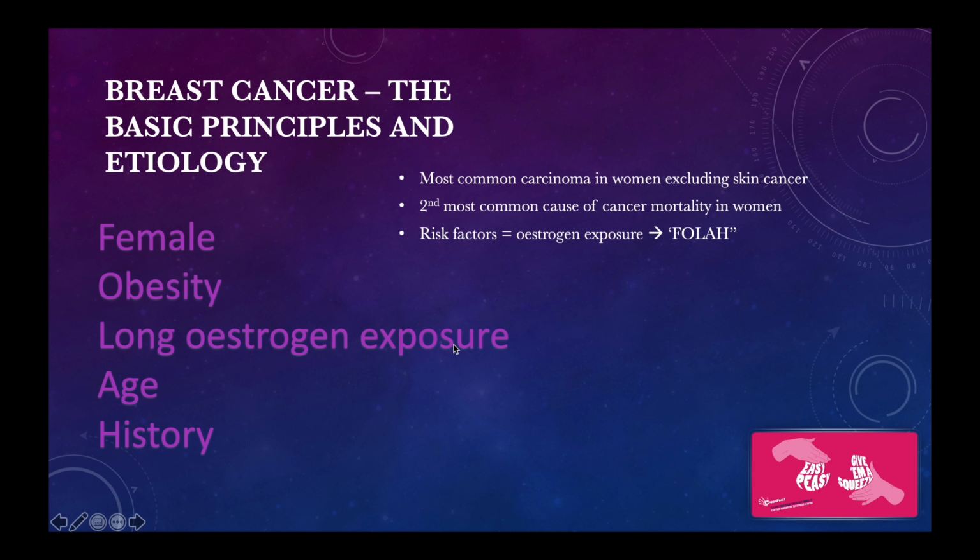A long estrogen exposure basically can be because of three things. Patient has started menstruating at an early age. Patient has never ever been pregnant, nullipara. Or patient has started menopause very late. So early menstruation, never been pregnant, late menopause. This can prolong how much estrogen the patient has been exposed to. Age: the older the woman, the longer they've been exposed to estrogen. Pretty obvious. And then we have history.